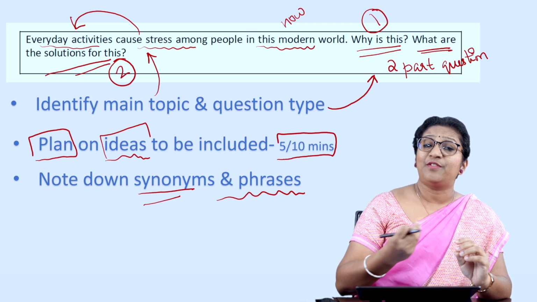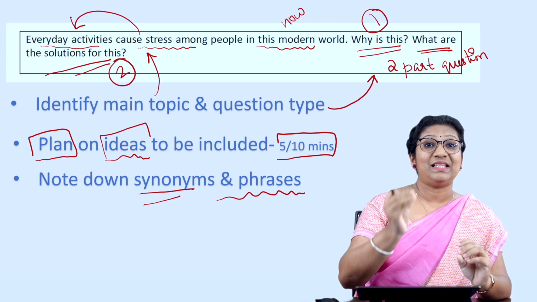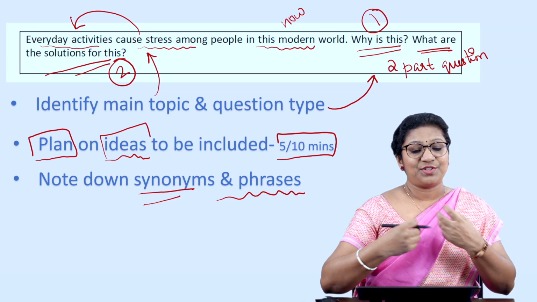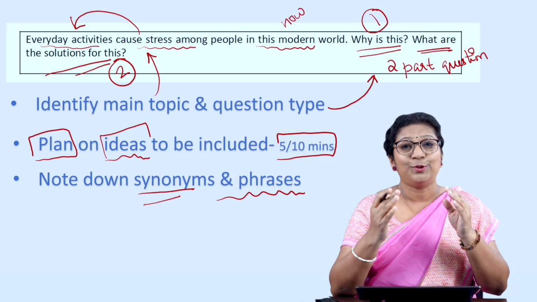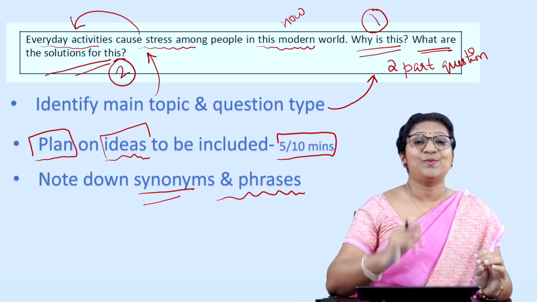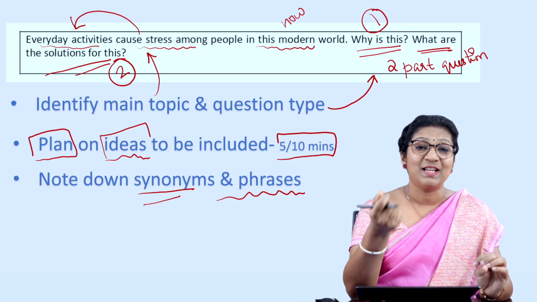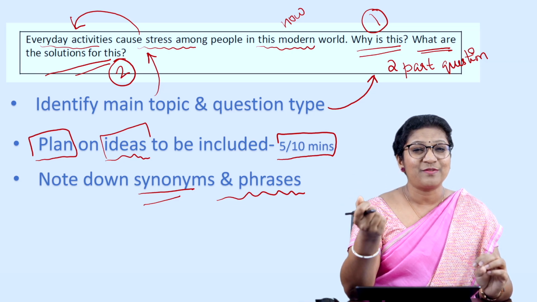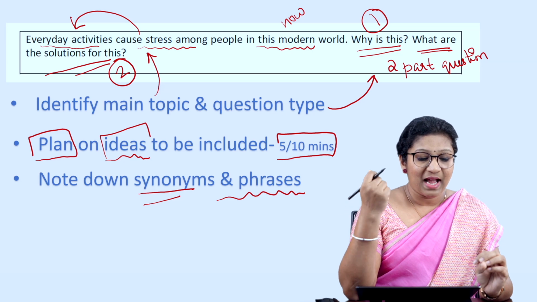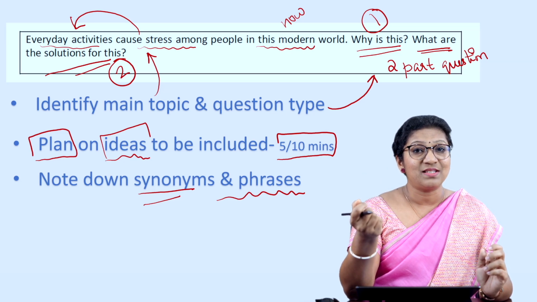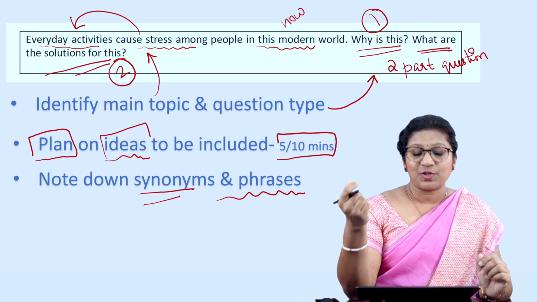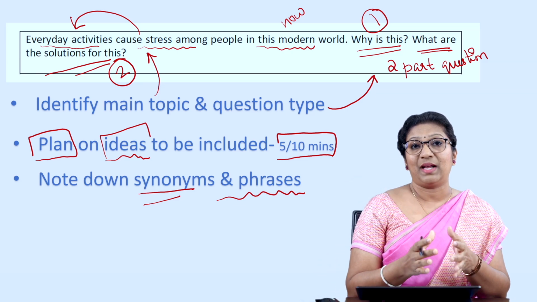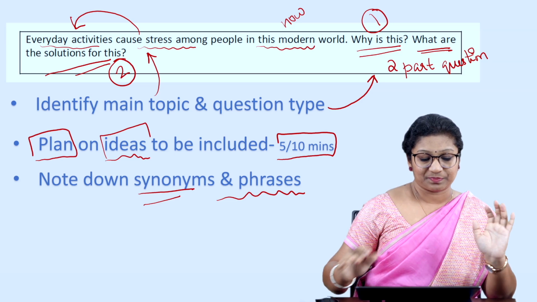So what are the different ways to express these same ideas? Because we cannot keep repeating everyday activities, stress among people, modern world throughout our essay. So we need to think of alternative ways to express the same, like maybe heightened levels of stress, right? And routine activities instead of everyday activities. So think of the different synonyms and phrases relevant to the topic that you can include.